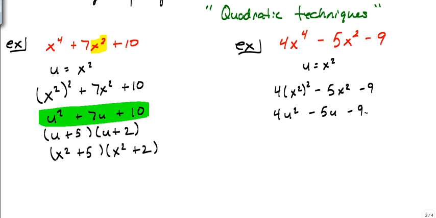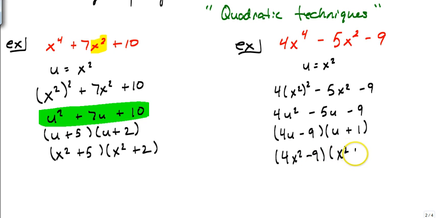So here we have to factor this. There's a couple quick ways to factor this. We can use the bottoms up method, we can use the diamond method, or whatever method is comfortable for you. But I want to find two numbers that multiply to give me 36 and add to give me 5. So you should see that this factors into 4u minus 9 and u plus 1. And then our next step is to sub the x squared back in. So we get 4x squared minus 9 and x squared plus 1.